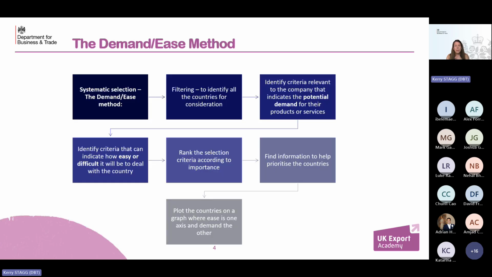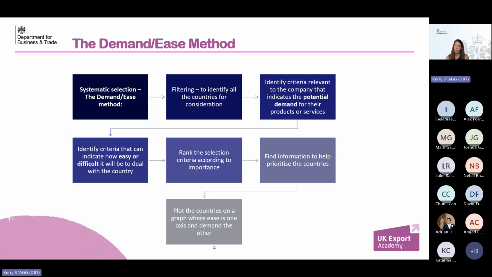So this method is called the demand ease method. And if we follow the steps, what we do in the first instance is to filter the countries for consideration. Ideally, around 10 to 15 countries is a good number to start with. So it's kind of your long list of countries, probably no more than about 20. And that might be filtered on a region.